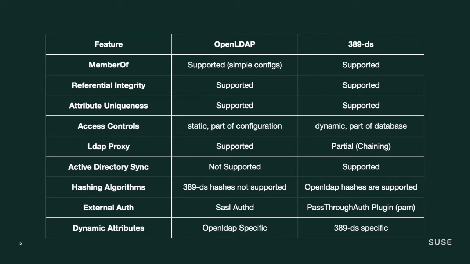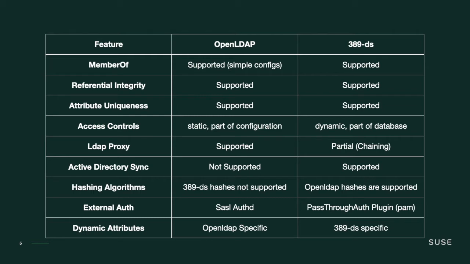In terms of hashing algorithms, so for password storage, OpenLDAP supports only its own hashing types. It doesn't have any of the hashes that 389 has. 389 supports both its own and the OpenLDAP hash types, which means that you should not need to rehash passwords in the process of migrating to 389. And of course, these are all high quality salted key derivation functions, things like PBKDF2 and Argon and things like that.